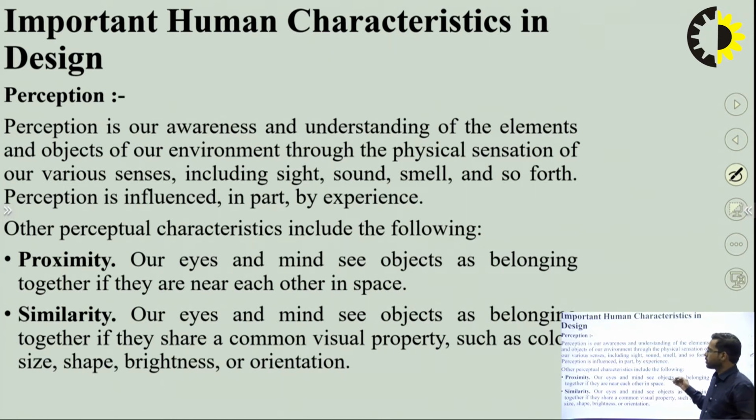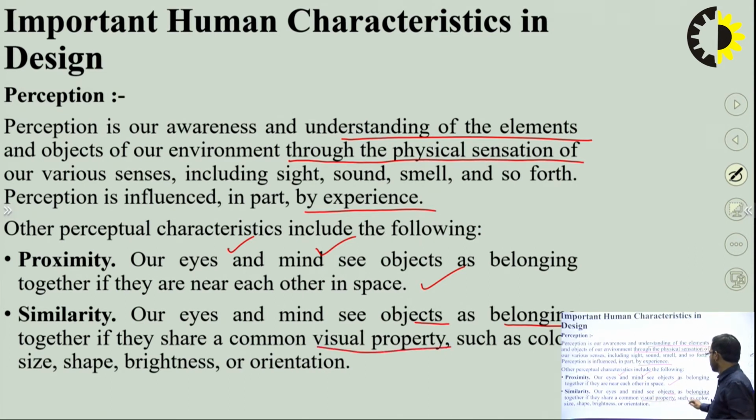First one is perception. Perception is basically our awareness and understanding of the elements and objects of our environment through the physical sensation of various senses, including sight, sound, smell, and so on. Perception is influenced in part by experience. Proximity means our eyes and mind see objects as belonging together if they are near each other in space. Similarity: our eyes and mind see objects as belonging together if they share a common visual property such as color, size, shape, brightness, or orientation.